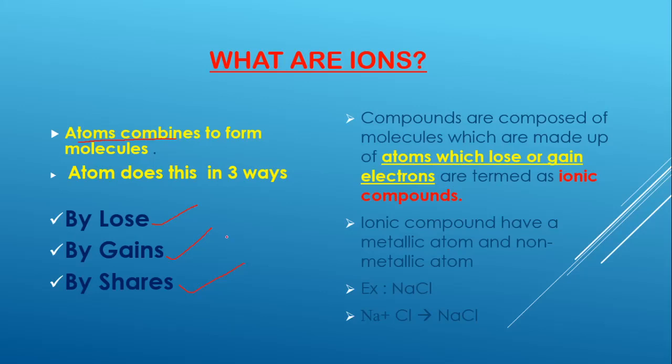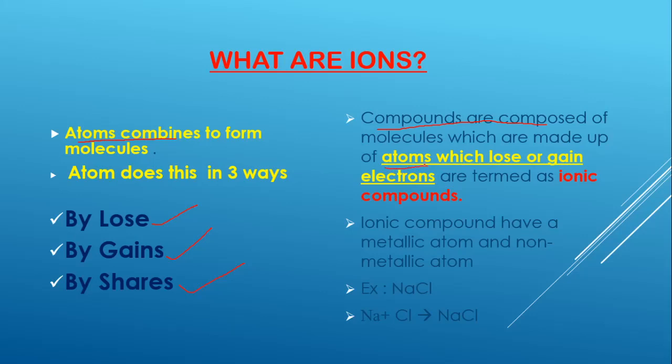So, for the formation of molecules, the atom can either lose the electron, which is negatively charged, or gain the electron, or share the electrons. In these three ways it can be done. Even if we talk about how compounds are formed, compounds are composed of molecules, which are made up of what? Which are made up of atoms.